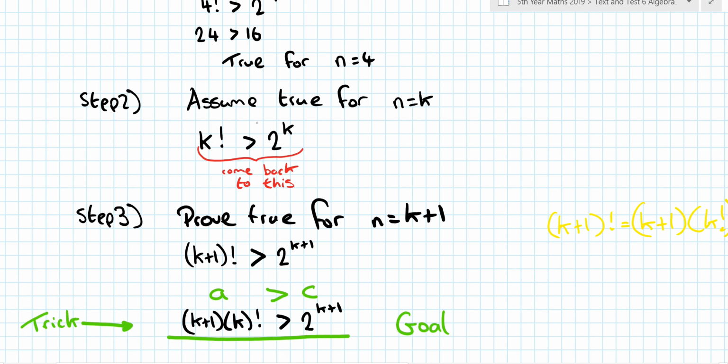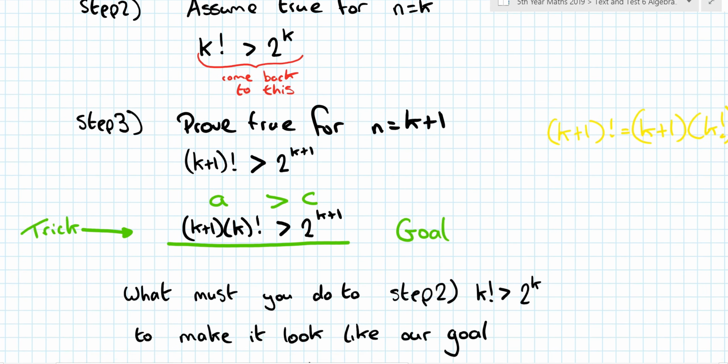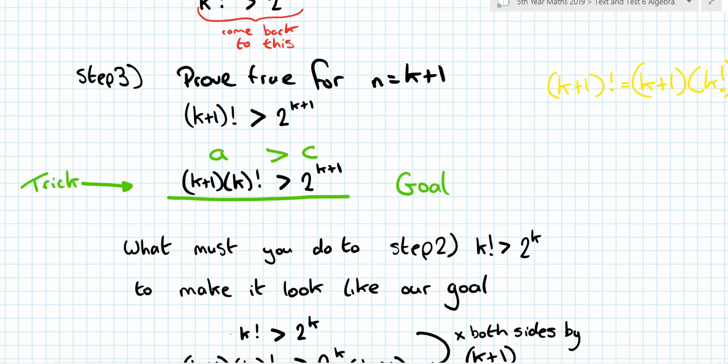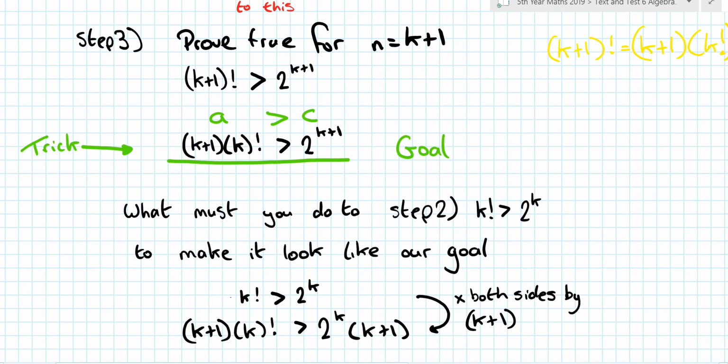But I cannot just multiply the left-hand side of step 2 by k plus 1. I must multiply the left-hand side and the right-hand side by k plus 1. So what must you do to step 2, k factorial is greater than 2 to the k, to make it look like our goal? So the left-hand side, as I said, multiply both sides by k plus 1. And this here is now our A and our B.